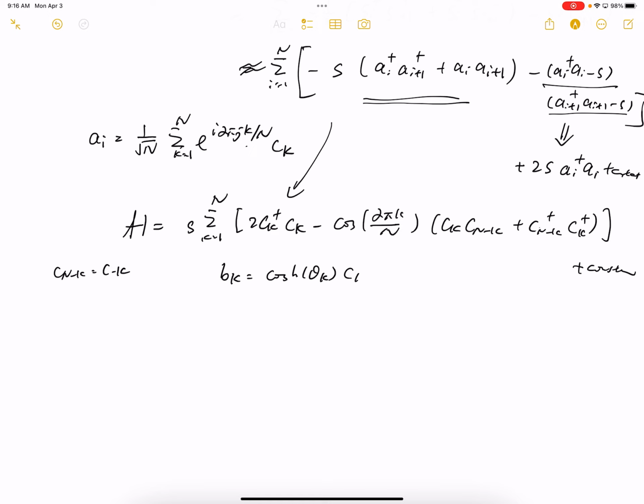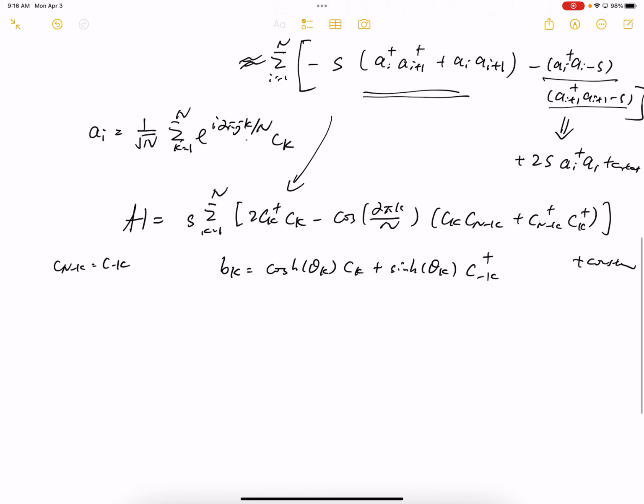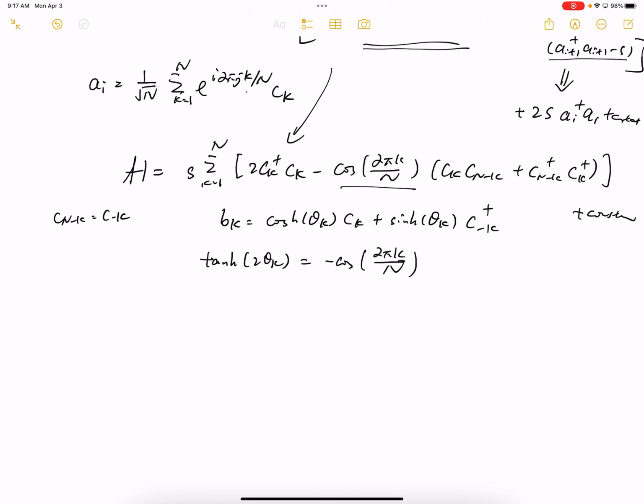So this is very similar to what we did in the weakly interacting boson case. But this is the reason why we have to do all those Bogoliubov transformations. It's actually useful in multiple different cases. And to diagonalize this, we also have to set tanh 2θ_k, in this case, to be equal to basically this coefficient. So it's equal to minus cosine 2πk over n. So once you set these Bogoliubov angles correctly, you can diagonalize this Hamiltonian into a nice form.